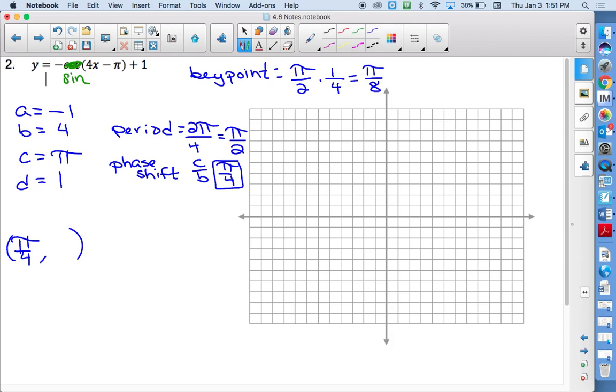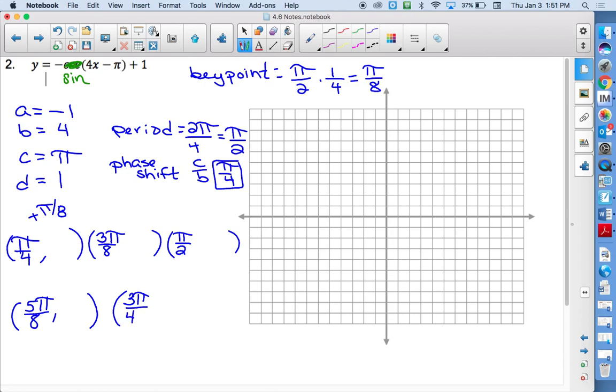So we have pi over 4. We're adding pi over 8, which makes 3 pi over 8, because pi over 4 is 2 pi over 8. And then I'd add pi over 8, so now I have 4 pi over 8, which is pi over 2. And then 5 pi over 8. And finally 6 pi over 8, which is 3 pi over 4. So again, this is graphing sine. I haven't done anything different yet. I just made it a sine graph.